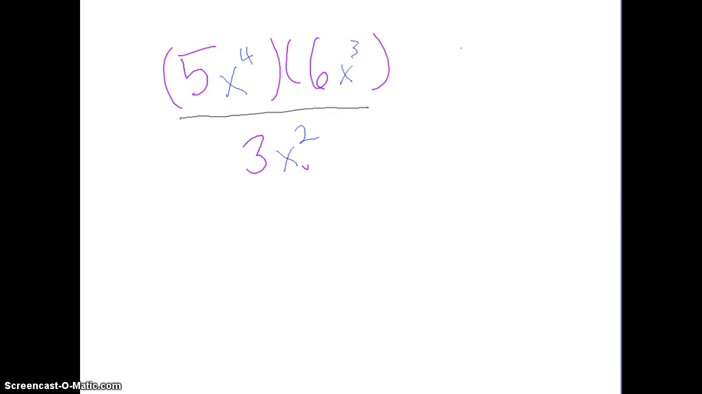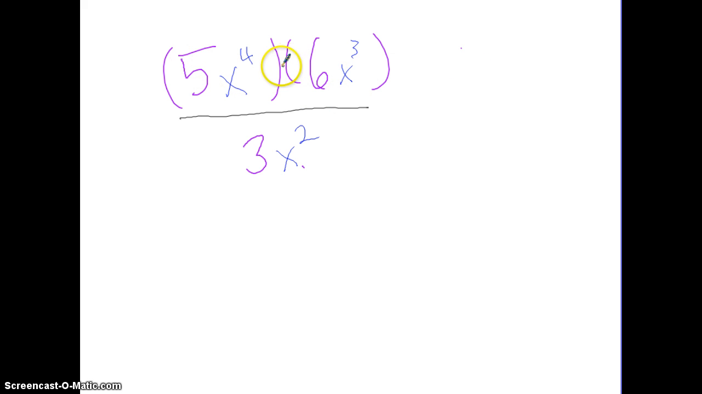All right, we're asked to simplify this expression, 5x to the fourth times 6x to the third over 3x squared. And we're going to be using the rules of exponents here. I'm multiplying on the top. I'm always going to do everything on the top first, everything on the bottom, and then simplify.